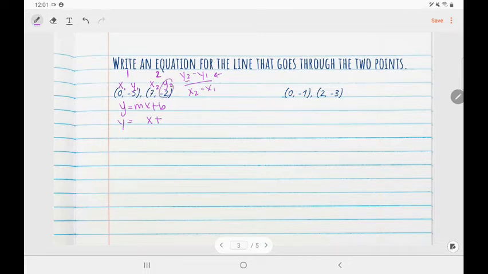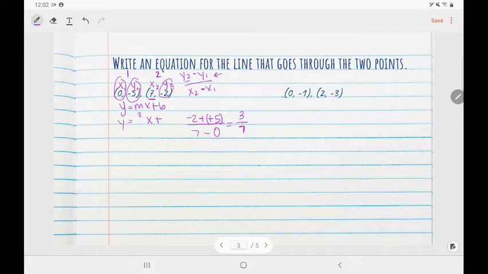y2 matches with y2, negative 2 minus y1, so minus a negative 5, divided by x2, which is 7, minus, because my formula says minus, x1, which is 0. My next step is to simplify. Negative 2 minus a negative 5, remember that changes to both to addition, and negative 2 plus 5 is 3, divided by 7 minus 0 is 7.